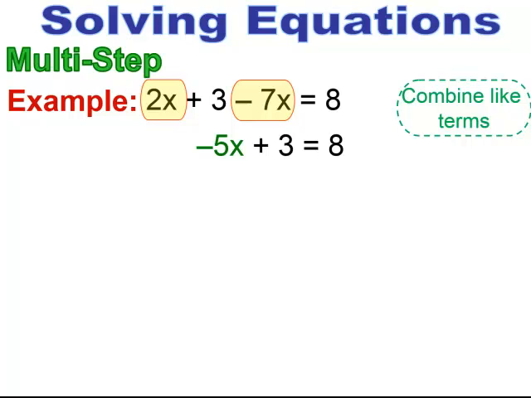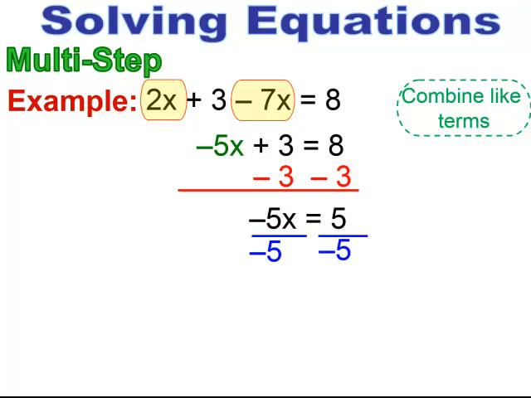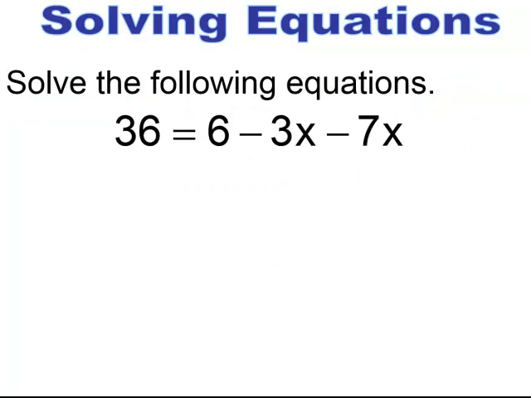Now you see, I have a two-step equation. I'm going to subtract that 3, and then I'm going to divide through by that negative 5. And I get my solution here, x equals a negative 1. Pause and try.